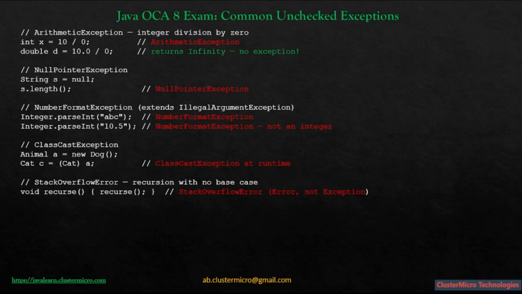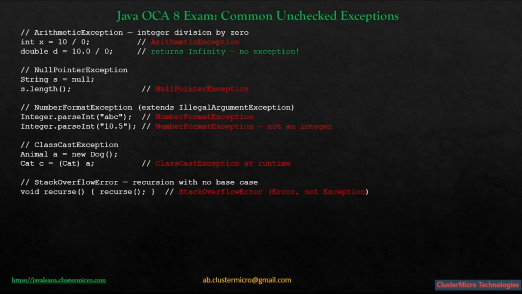The moment you see division by 0, check whether the numerator is an int or a double before deciding what happens. Okay. And then we have null pointer exception. String s = null and s.length(), right? s holds null. It points to nothing. When you try to call a method on nothing, the JVM has nowhere to go. Null pointer exception is thrown.